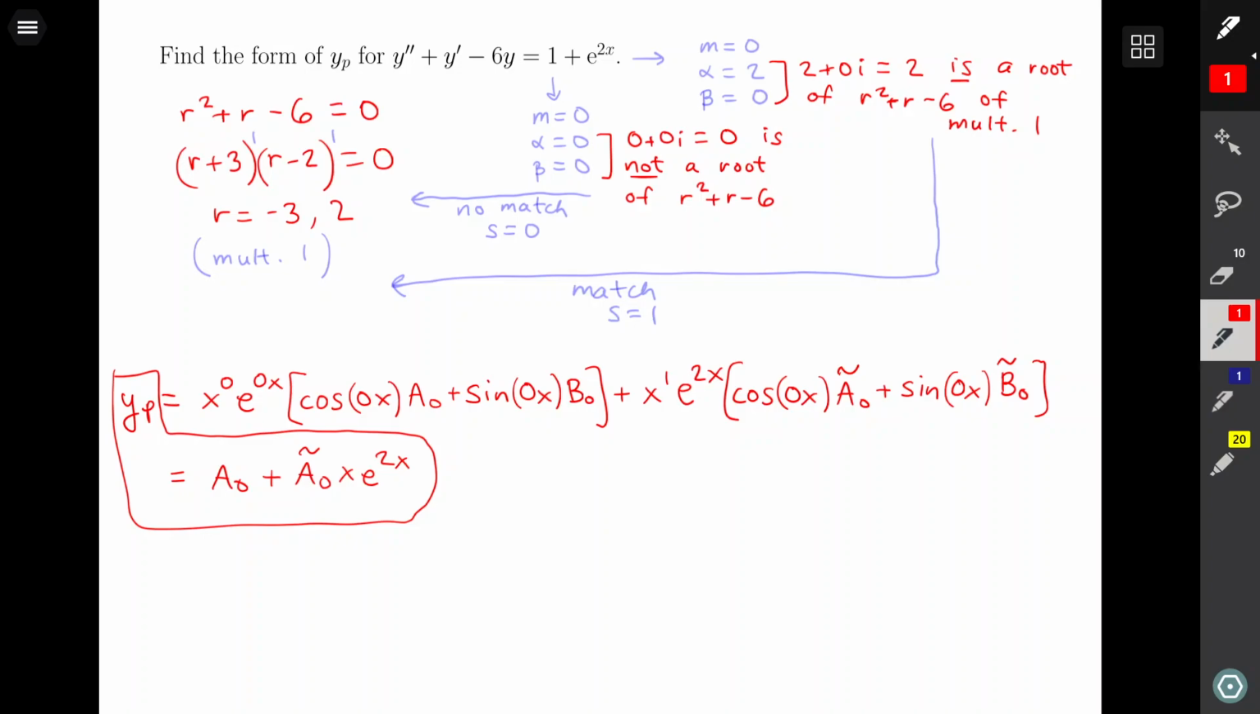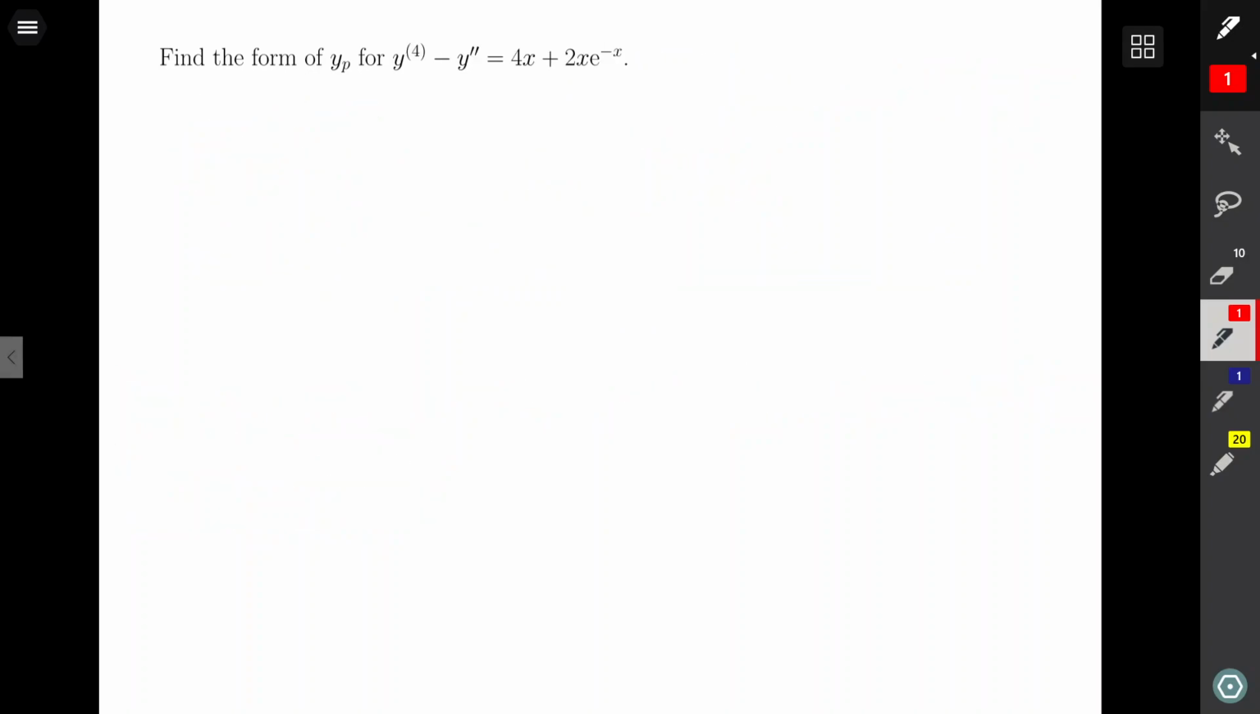Two separate guesses added together. That one works. Okay, now for the grand finale. Let's work with a fourth order differential equation with a complicated g of x.